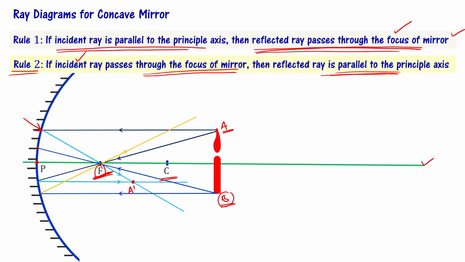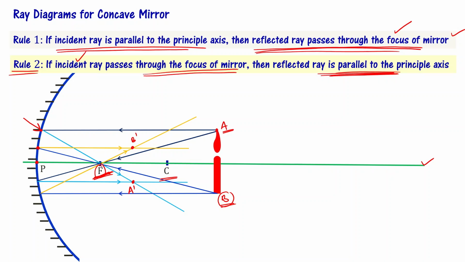Then from this point it has to reflect. When it reflects, it is going to be parallel to the principal axis, right? Let's draw that. Now this is the point where these two reflected rays intersect, right? Let me denote this as B prime. This is the image of B.